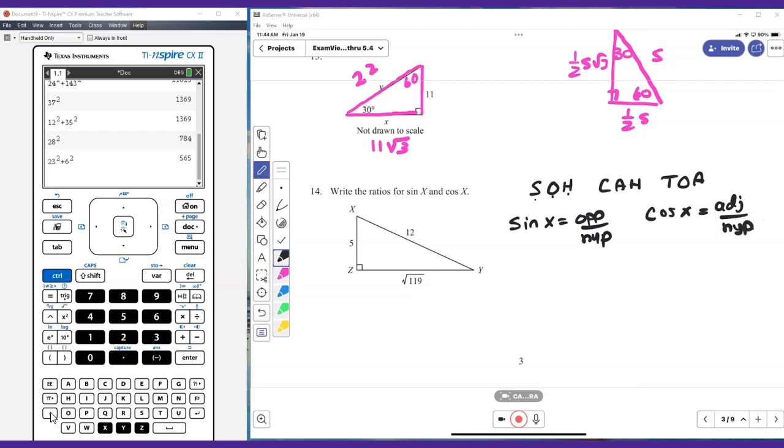So if you're looking for the sine of x, you're going to have to focus your attention on x, and you have to give me the opposite measurement. In this case, you're going to write sine of x equals the square root of 119 divided by the length of the hypotenuse. In this case, it's 12. Now for cosine, this is the adjacent side. So the adjacent side is going to be 5. So you have cosine of x equals 5 over the length of the hypotenuse, which is 12.